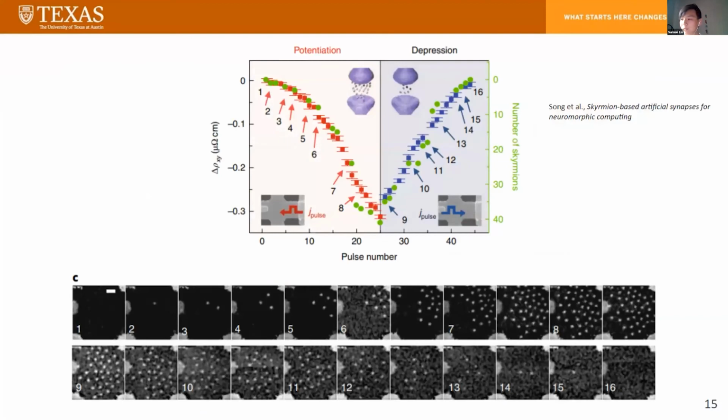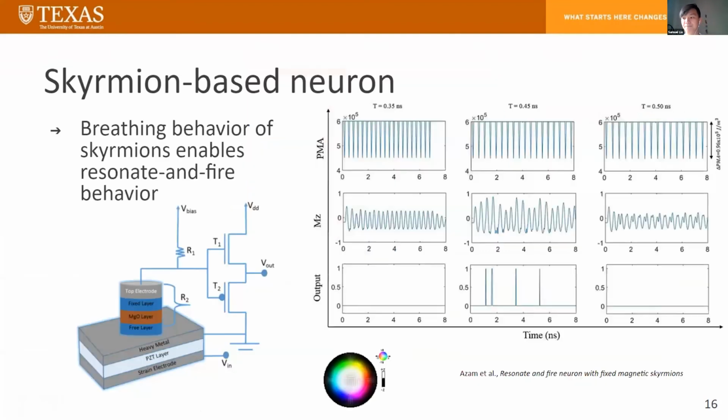Here are the experimental results obtained by Song et al., including images of the skyrmion swarm. The top row is the potentiation of the synapse, and the bottom row is the depression. This behavior can also implement neurons, when a certain number of skyrmions has entered the chamber, reaching a threshold. Skyrmions can also implement a special type of neuron called resonate-and-fire.